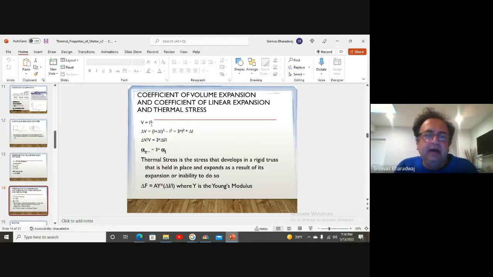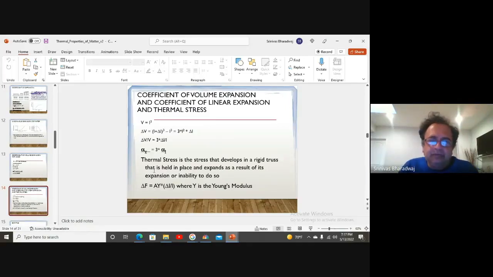V equals L cubed, delta V equals (L plus delta L) cubed minus L cubed. So you therefore have 3 times L square delta L. The delta L cube term disappears, as does the delta L square term. Now you divide, and therefore you have delta V by V equals 3 times delta L by L. Delta L by L is alpha L. So the coefficient of volume expansion is 3 times the coefficient of linear expansion.